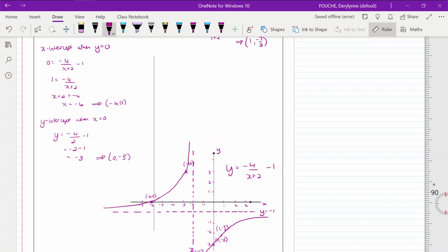The expectation is that you have found x and y intercepts and at least one other point on each part of your hyperbola, and that you are labeling your asymptotes and labeling your graph.